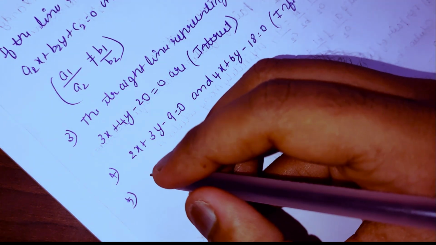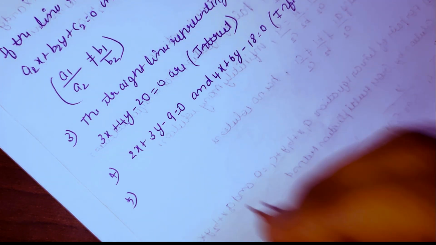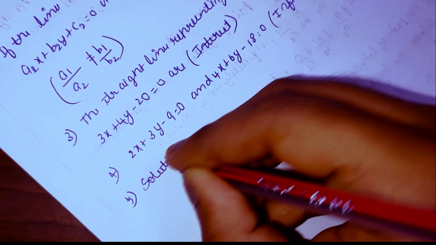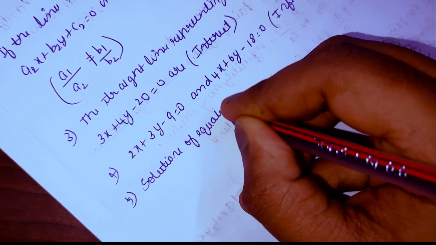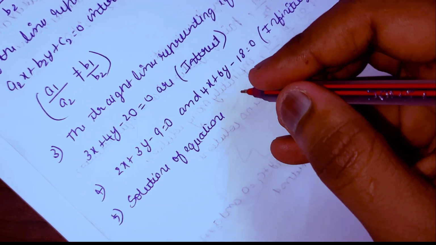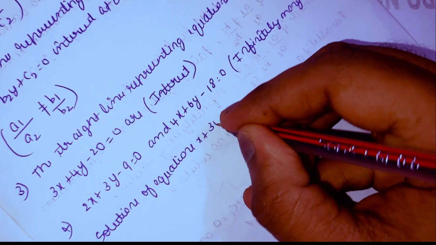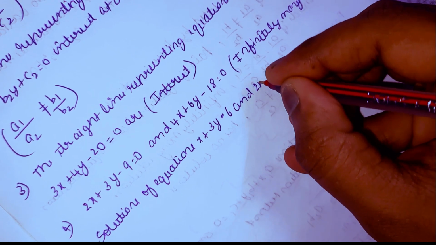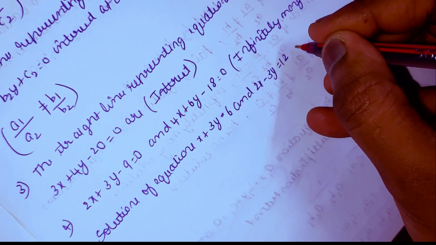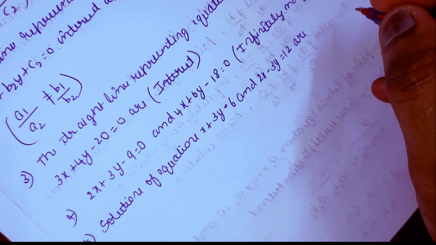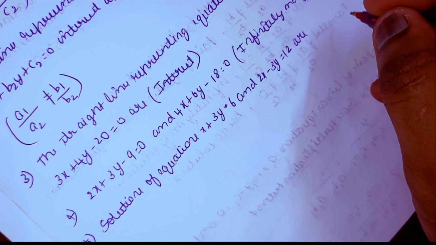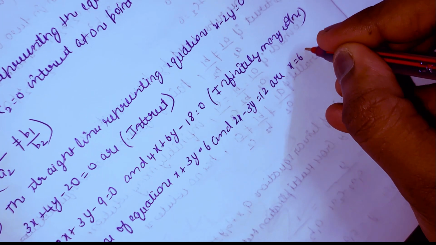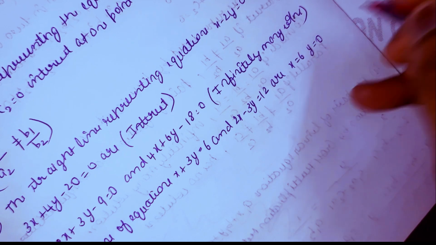Fifth question. You have to tell the solutions of the equations x plus 3y equal to 6 and 2x minus 3y equal to 12. You have to find the solutions. The solution is x is equal to 6 and y is equal to 0.